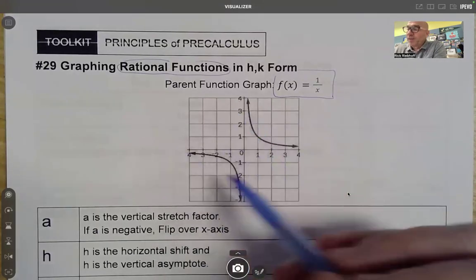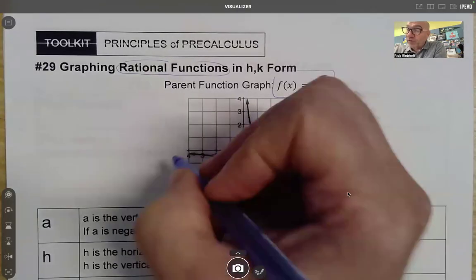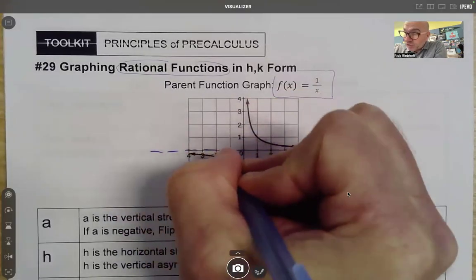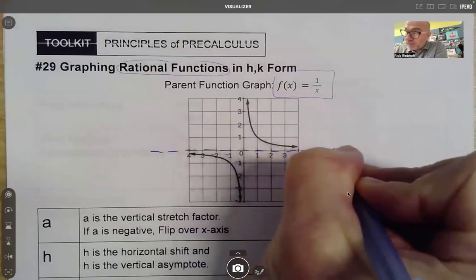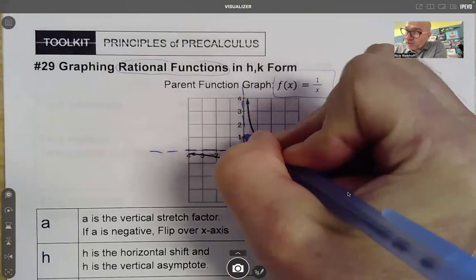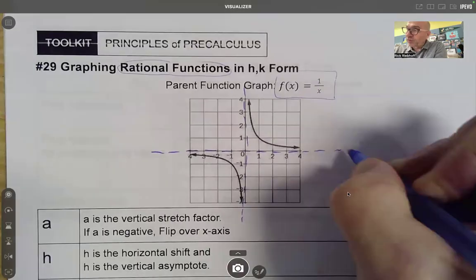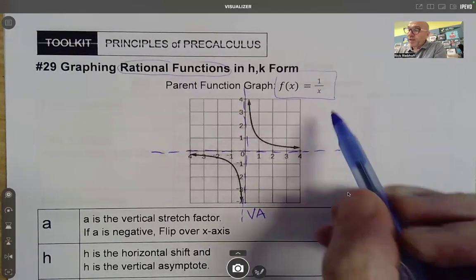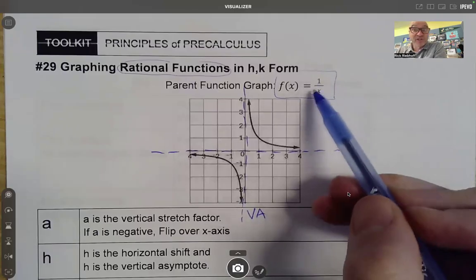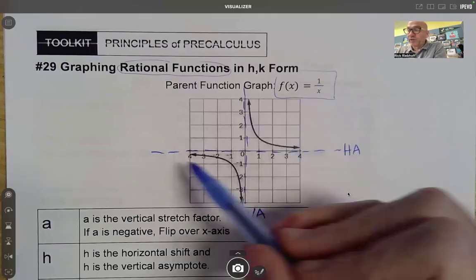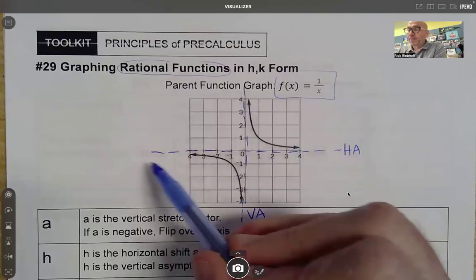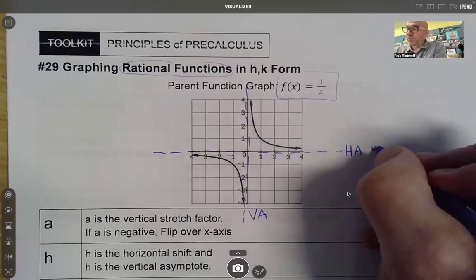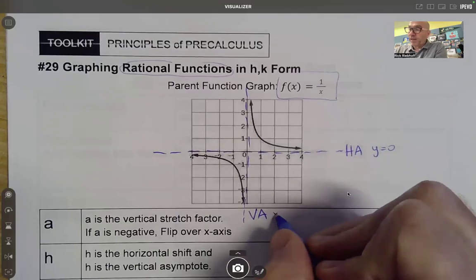So when we graph rational functions, we need to make sure that we include the asymptotes, the horizontal and the vertical. So this is a horizontal asymptote. This is a vertical asymptote. And when it's in just its parent function, they're both at 0. So y equals 0 and x equals 0.